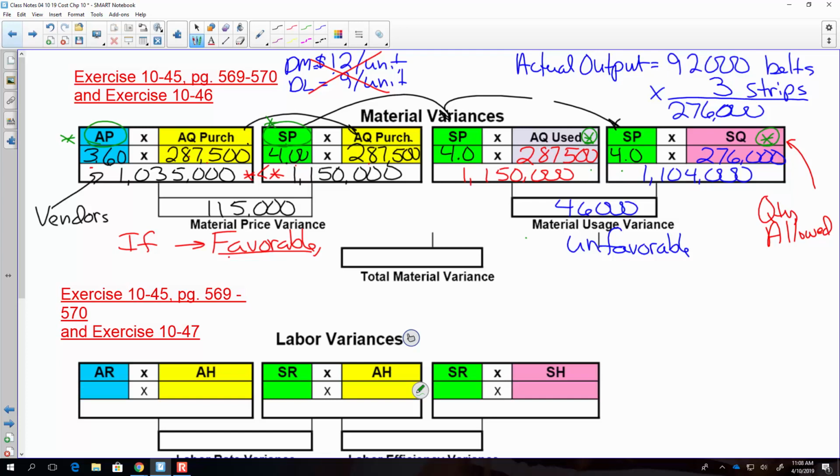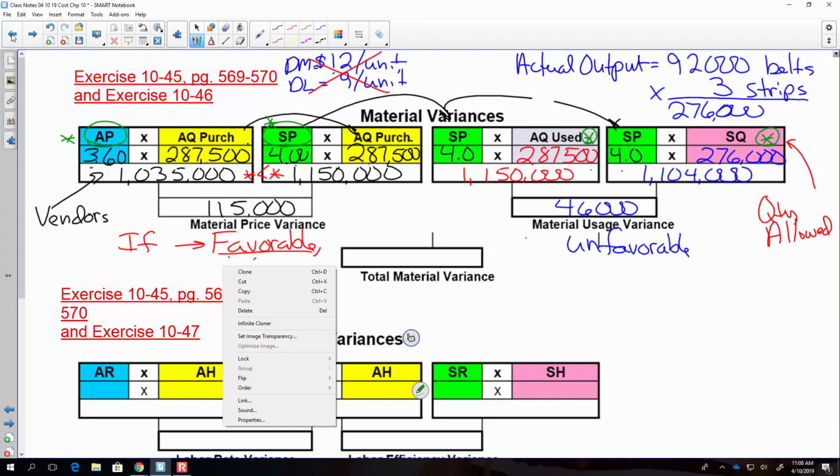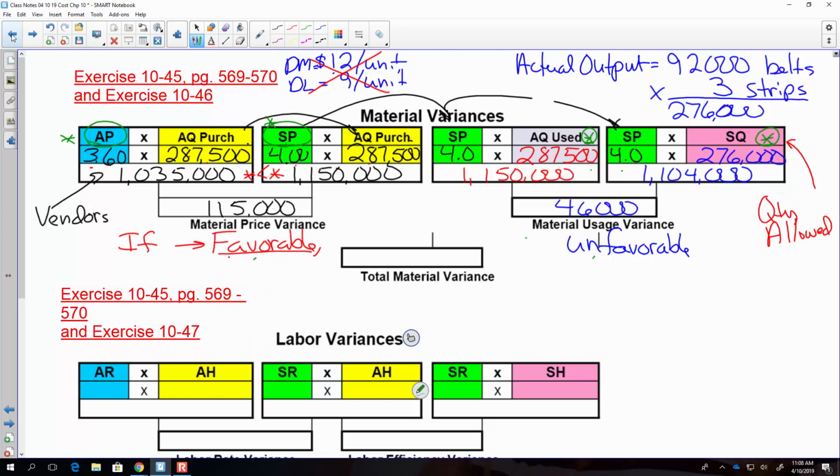Now we come up to a total, right? Total variance. I have a favorable direction and an unfavorable one. What can I do? Net the two. The favorable is larger. How is it? 69,000. 69 is the net. And we're done with material. That's it.